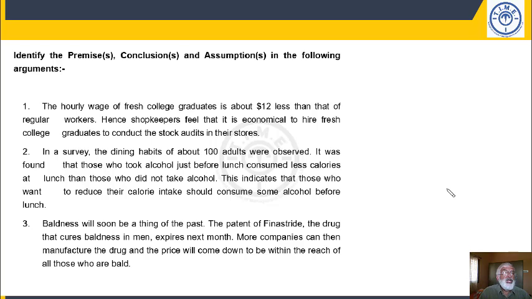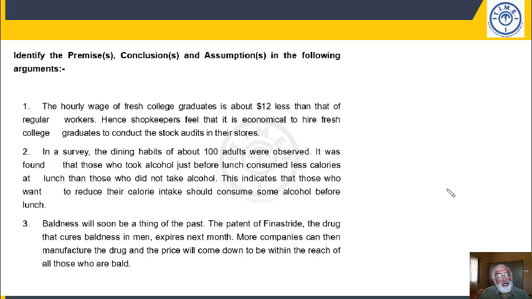Okay, now let's take the first one. The hourly wage of fresh college graduates is about $12 less than that of regular workers. Now this is very clearly information, and it causes us to say, so what do you want to do with this information? So you know you have a premise right there. Hence, shopkeepers feel that it is economical to hire fresh college graduates to conduct the stock audits in their stores, which is the conclusion that shopkeepers have arrived at. So shopkeepers have concluded that it's economical to hire fresh college graduates to conduct the stock audits in their stores. Now, what prompts the economical part? $12 less than that of regular workers.